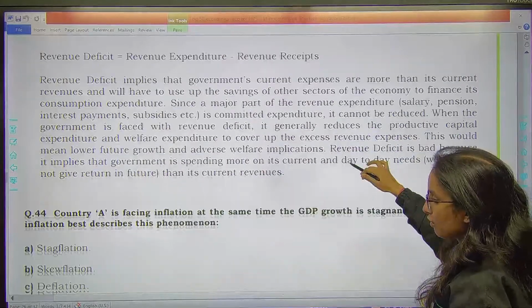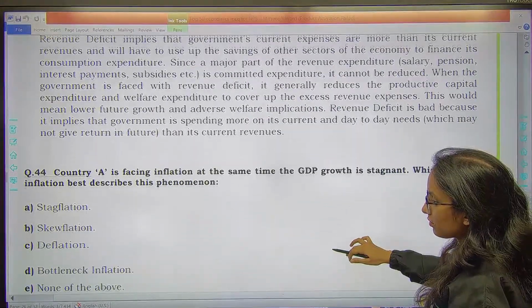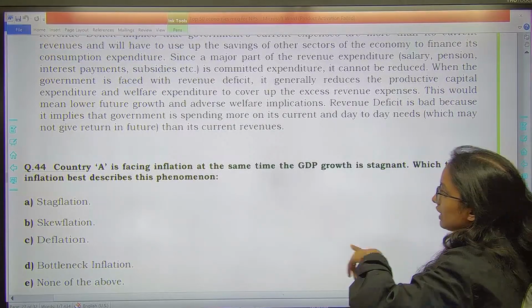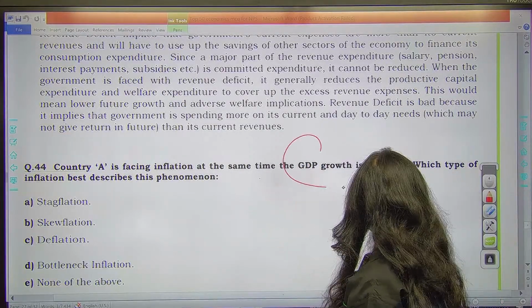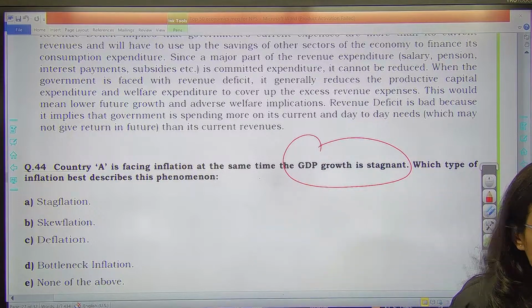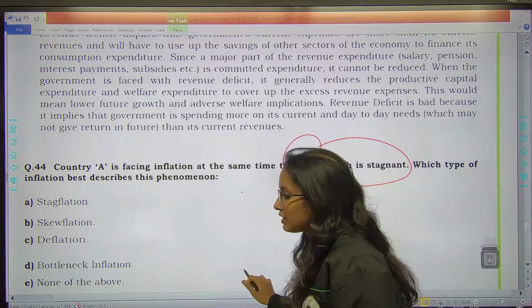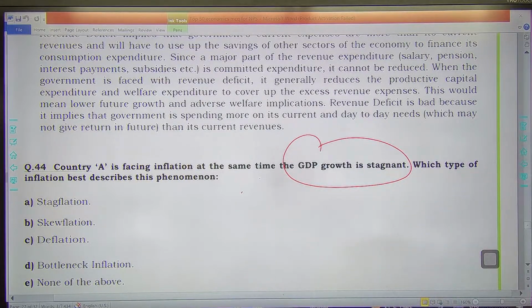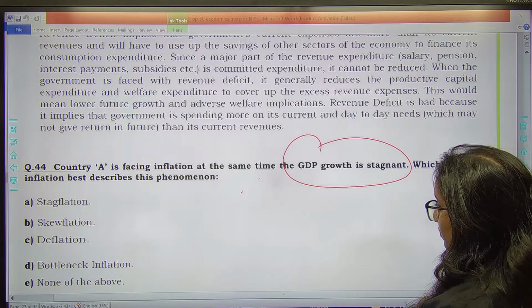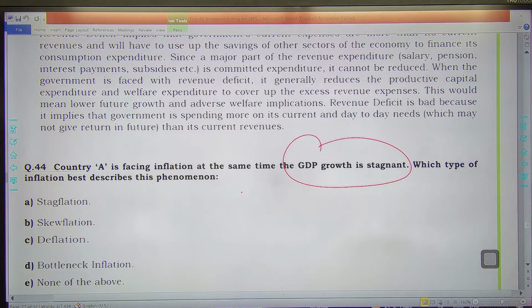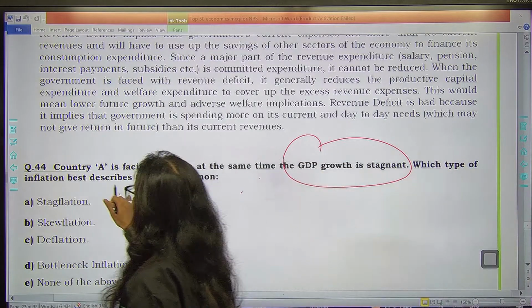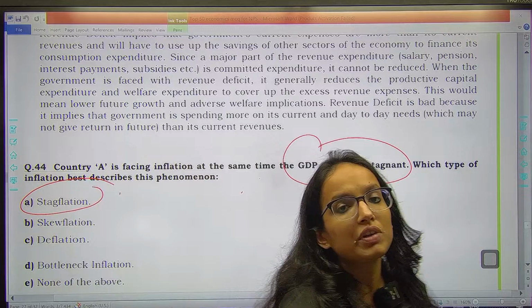Then next thing, question number 44. Country A is facing inflation. At the same time, GDP growth is stagnant. Which type of inflation best describes the present condition in country A? Which condition is prevailing in country A? Inflation is there and GDP is stagnant. Country A is going through which kind of inflation or situation? Inflation is high and GDP is stagnant. So that is stagflation, right? Stagnation plus inflation. Very good.